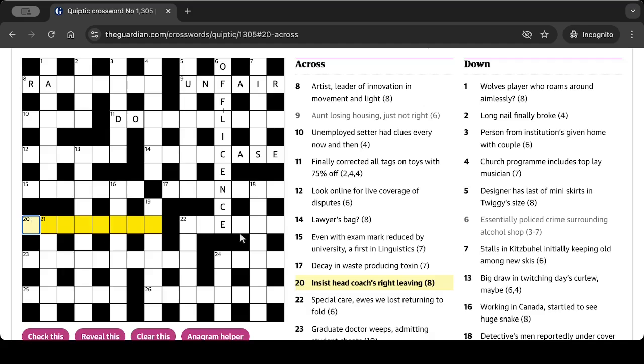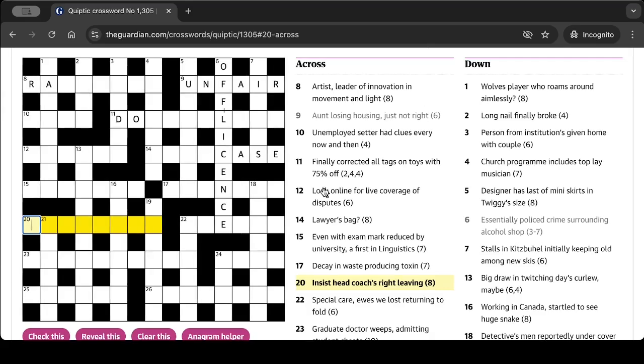I think the head coach, maybe we're looking for a word that means the head coach with an R at the end that's been taken away, so the right is taken away, or it could even just be a word for a head coach with the R removed. So I don't know what the head coach is. It's not jumping out at me. I'm looking for easy answers, so we'll move to the next one.